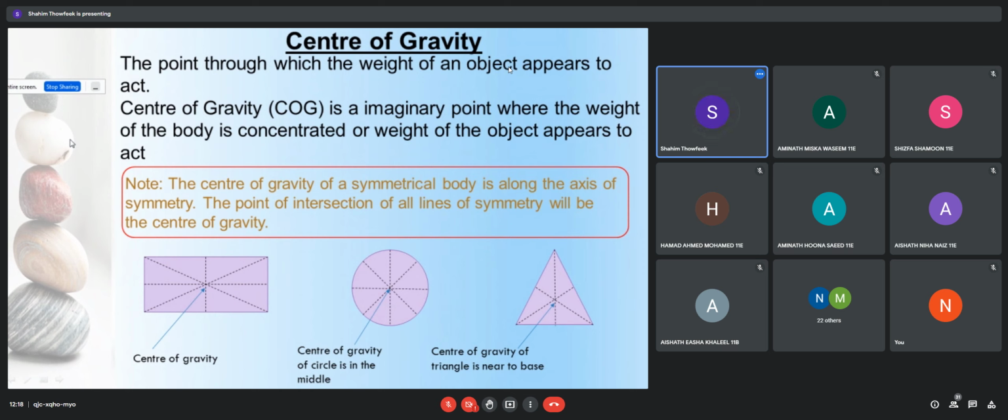Okay, you have to get a good idea. There is no actual point there. It's an imaginary point. We are considering that at that point the whole weight is acting from that point only. But in actual practice, each and every particle in the object has weight; we are considering that from the center of gravity, the total weight is acting.